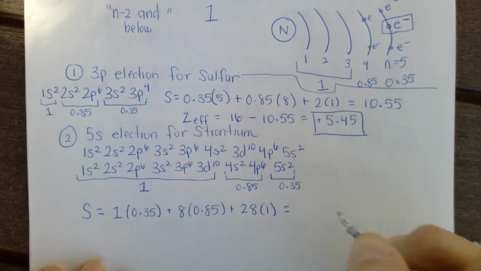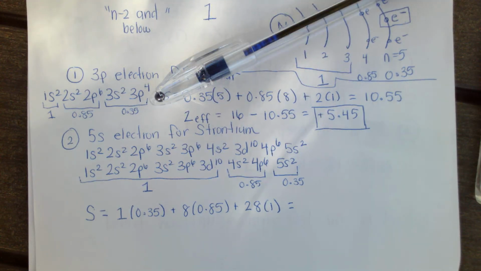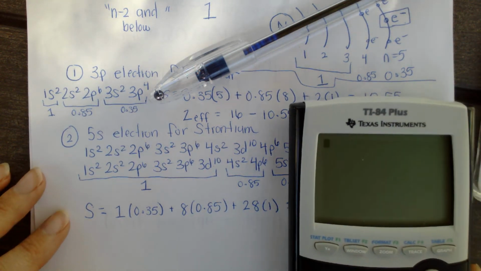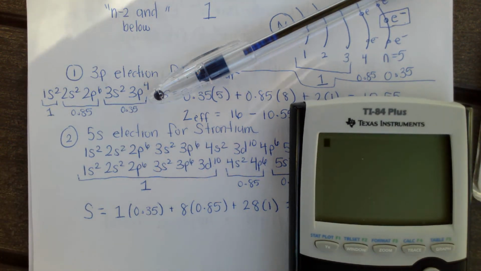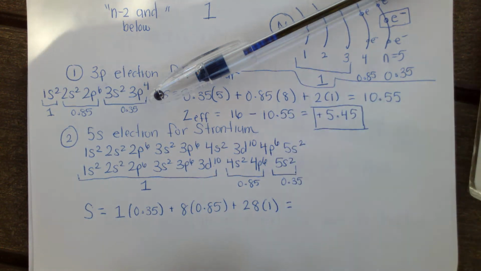Okay, so we're going to punch this into a calculator and see what this is. I'm going to go grab my calculator and I'll be right back. All right, so now let's punch this into the calculator. We have 1 times 0.35 plus 8 times 0.85 plus 28 times 1. So we get 35.15.